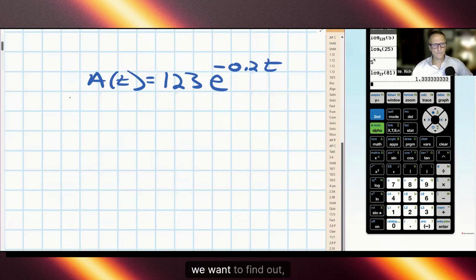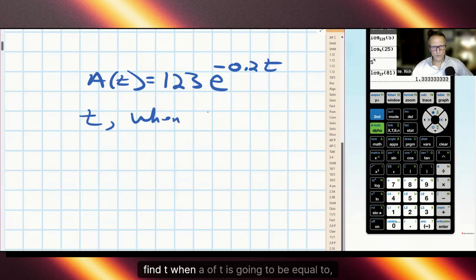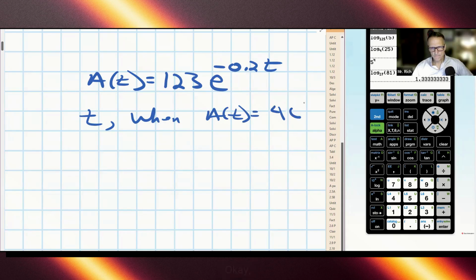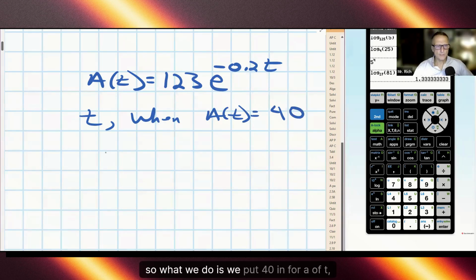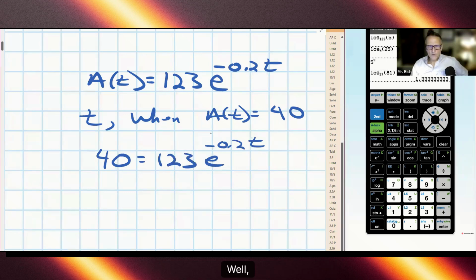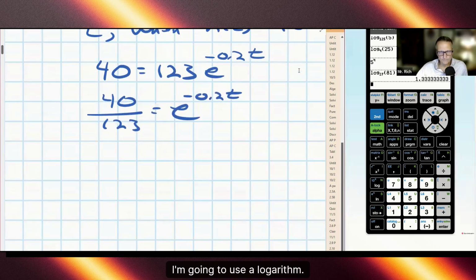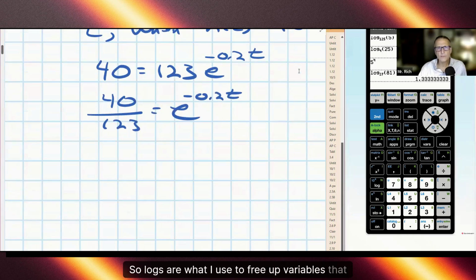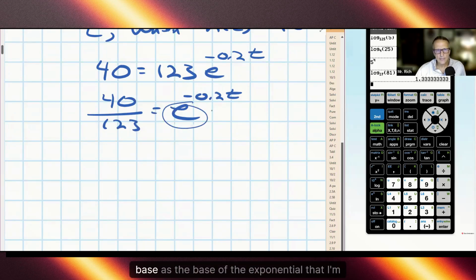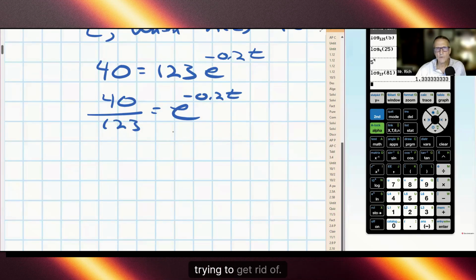In other words, we want to find t when a of t is going to be equal to 40. Okay, so what we do is we put 40 in for a of t, and then our job is to solve for t. Well, I'm going to divide by 123 on both sides. And then to free up my variable from the exponent, I'm going to use a logarithm. So logs are what I use to free up variables that are in an exponential. So I'm going to use the logarithm that is the same base as the base of the exponential that I'm trying to get rid of, and that's base e, which is also called natural log.